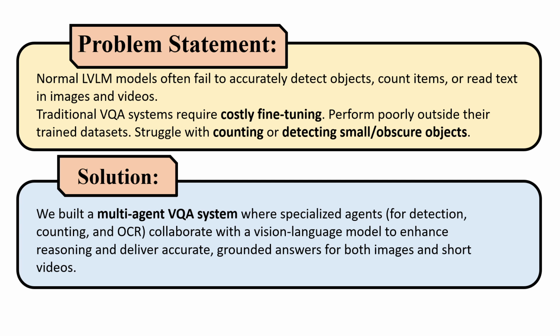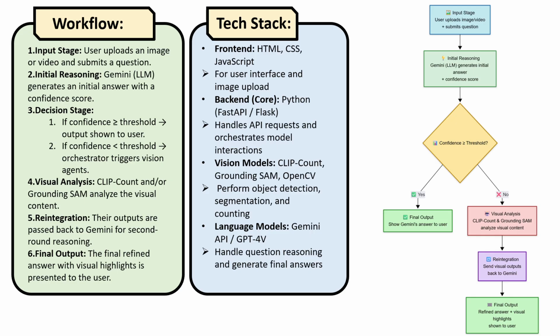Instead of relying on one big model, we used multiple specialized AI agents that work together, one for detecting objects, one for counting, and one for text extraction. All these agents collaborate under a large language model like Gemini, which combines their outputs to produce the final and more accurate answer.